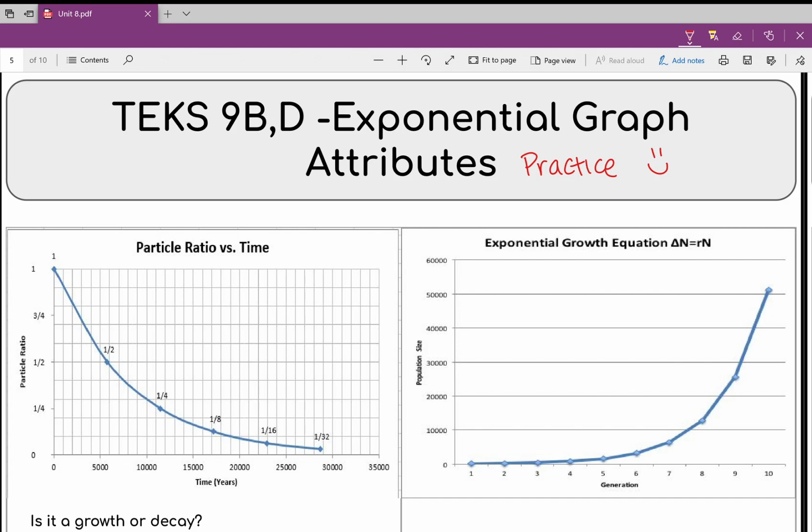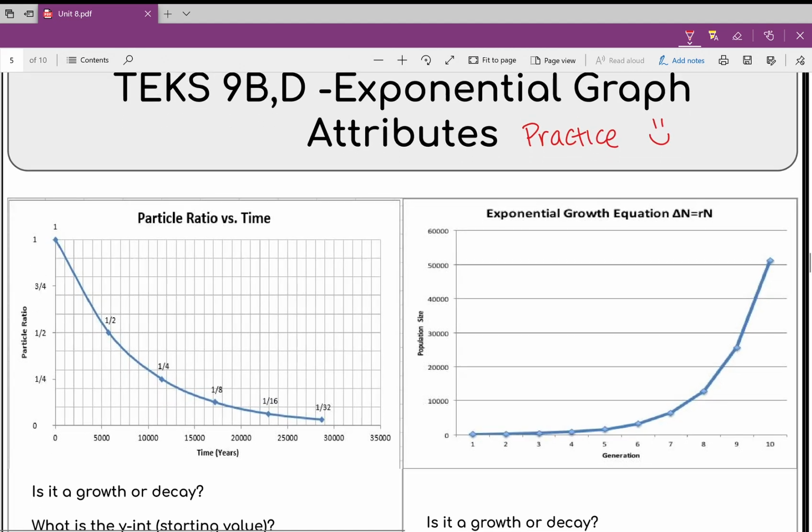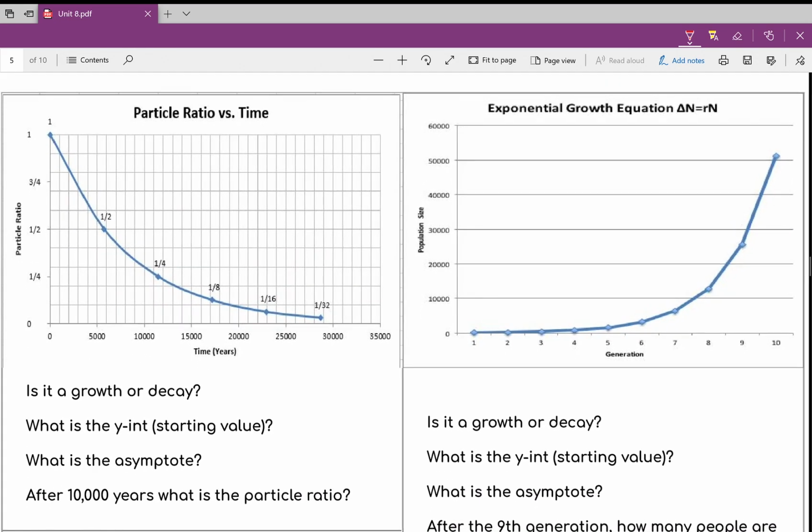Okay, so now you've already completed the notes over exponential graphs and their attributes. So let's do some practice problems. You guys are going to solve the problems on your own, and then I'm going to give you the answer. Okay, let's see if you got the answer right to number 1. So this is going to be number 1.